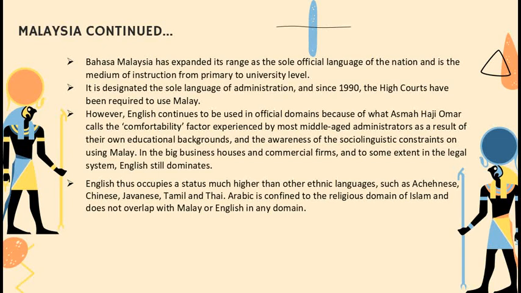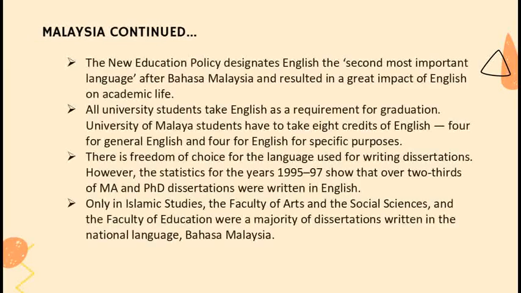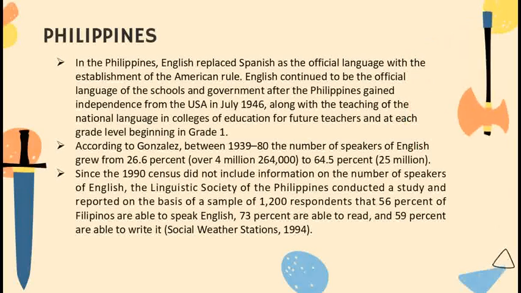The new education policy designates English the second most important language after Bahasa Malaysia, and resulted in a great impact of English on academic life. All university students take English as a requirement for graduation. University of Malaya students have to take 8 credits of English, 4 for general English and 4 for English for specific purposes. There is freedom of choice for the language used for writing dissertations.